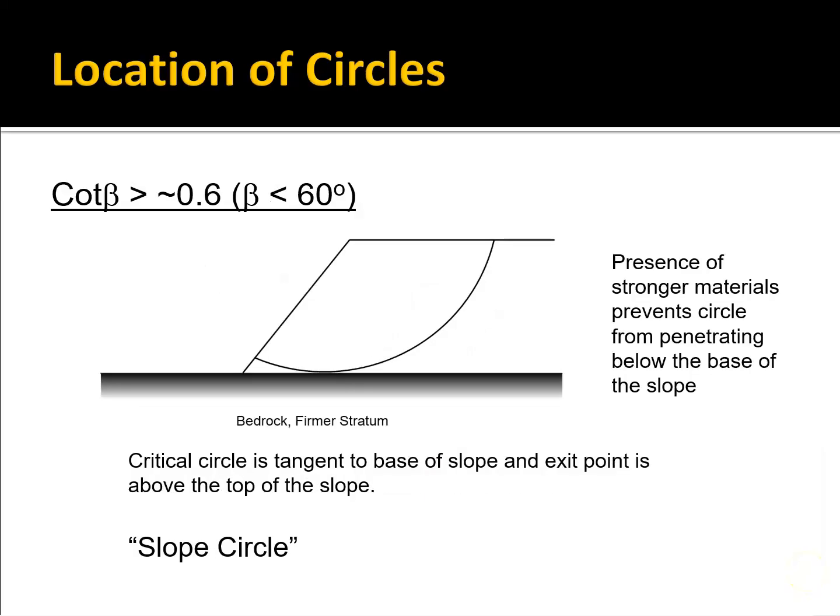But if you have a firm stratum right at the base of the slope, and then a milder slope that's less than 60 degrees, then it won't be a toe circle, but this failure surface will exit somewhere up the slope, and it'll be tangent to the bottom here. This is called a slope circle.